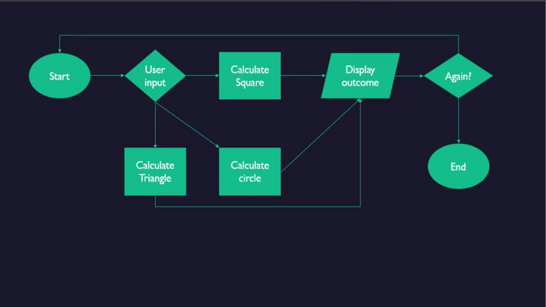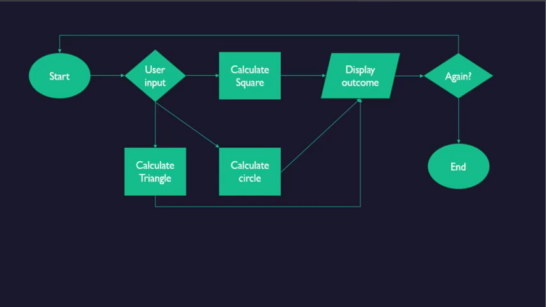Rectangle selected. If the user selects a rectangle, the flow moves to 2 rectangles labeled Enter Length and Enter Width, where the user inputs the length and width of the rectangle. Triangle selected. If the user selects a triangle, the flow moves to 2 rectangles labeled Enter Base and Enter Height, where the user inputs the base and height of the triangle.